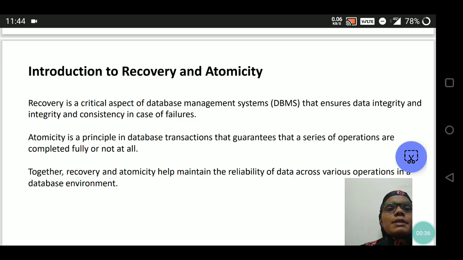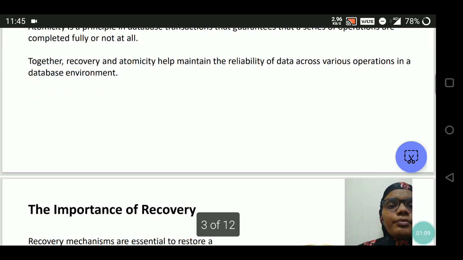Recovery is a critical aspect of database management systems, meaning DBMS, that ensures data integrity and consistency in case of failures. Atomicity is a principle in database transactions that guarantees that a series of operations are completed fully or not at all. Together, recovery and atomicity help maintain the reliability of data across various operations in a database environment.